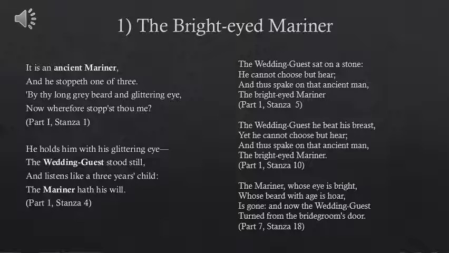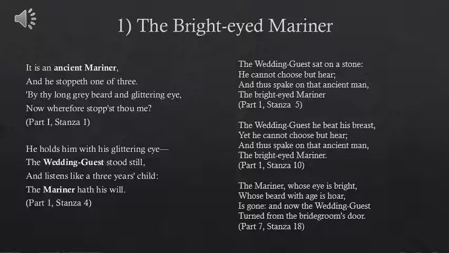Before I read the stanzas about the elements of nature, I will first read the stanzas that mentioned the bright-eyed mariner. It is an ancient mariner, and he stoppeth one of three. By thy long grey beard and glittering eye, now wherefore stoppest thou me? He holds him with his glittering eye. The wedding guest stood still, and listens like a three years child. The mariner hath his will. The wedding guest sat on a stone. He cannot choose but hear, and thus spake on that ancient man, the bright-eyed mariner.